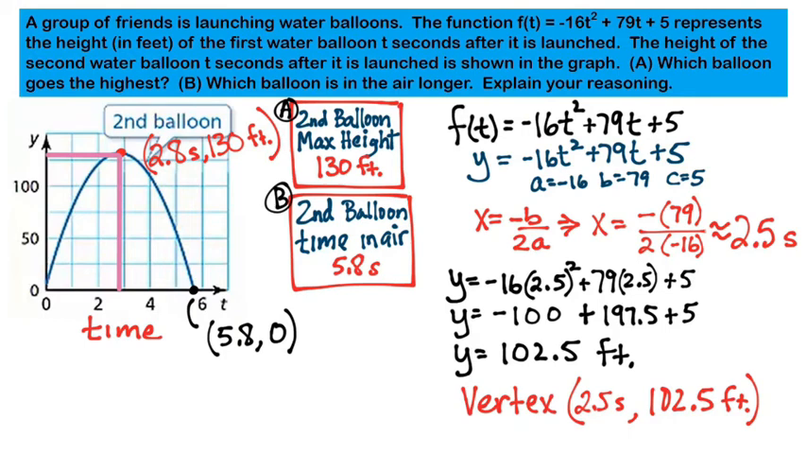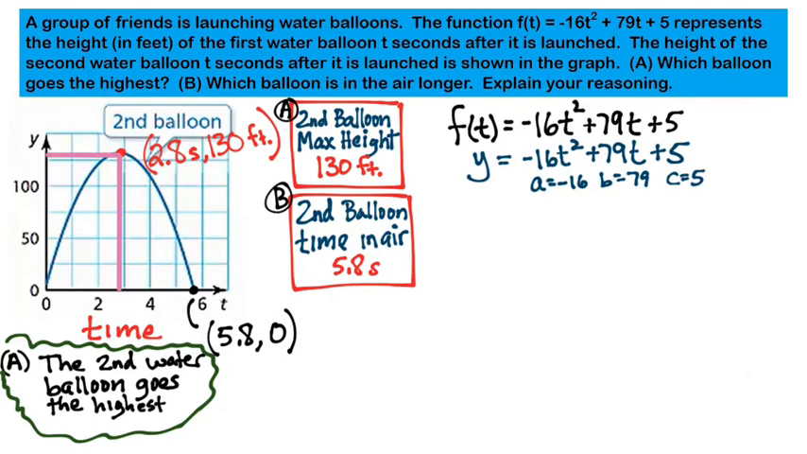Well, we already found out that the second water balloon goes to a maximum height of approximately 130 feet. To answer part A, which balloon goes the highest? The balloon that goes the highest is the second water balloon. For part B, we need to find the time when water balloon number 1 has a height of 0. So in this problem, y is the height and t is the time. So we need to find t when y is equal to 0.